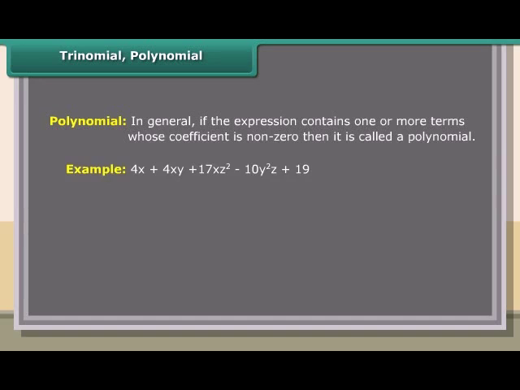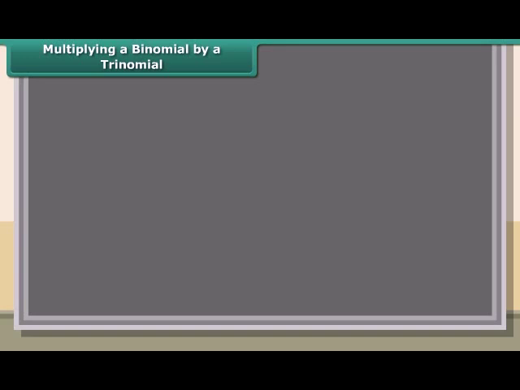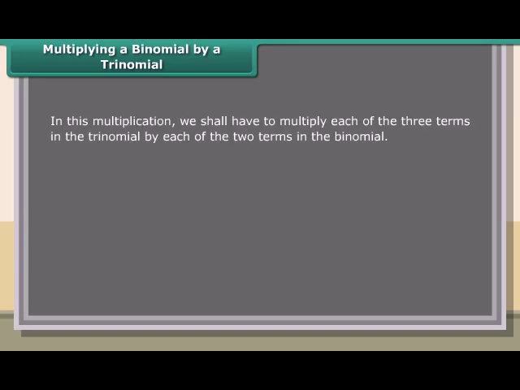Multiplying a binomial by a trinomial. In this multiplication, we shall have to multiply each of the three terms in the trinomial by each of the two terms in the binomial.